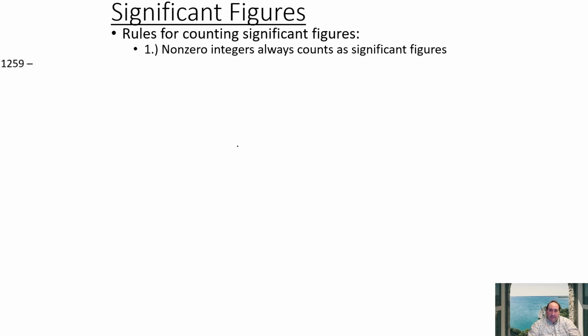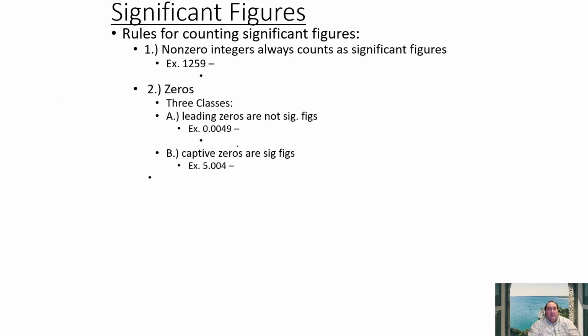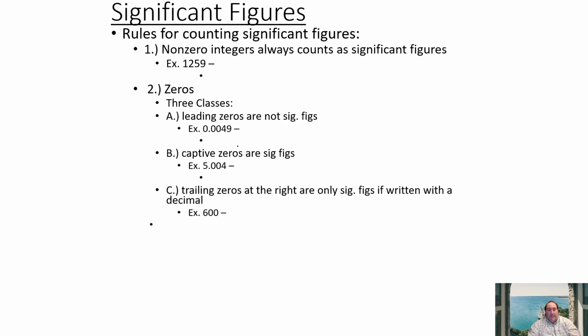So we've been talking about significant figures here with measurements. We talk about significant figures and how to count them. Let's take a look at these rules. The rules for counting significant figures are pretty much as follows. Any non-zero number will be significant.